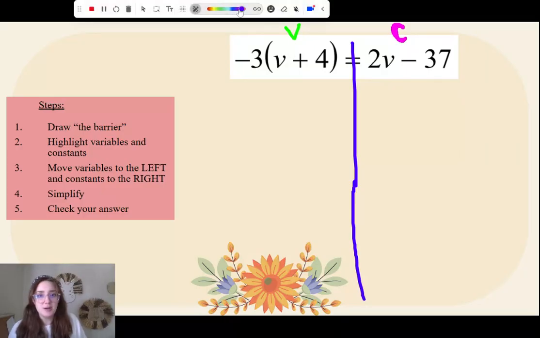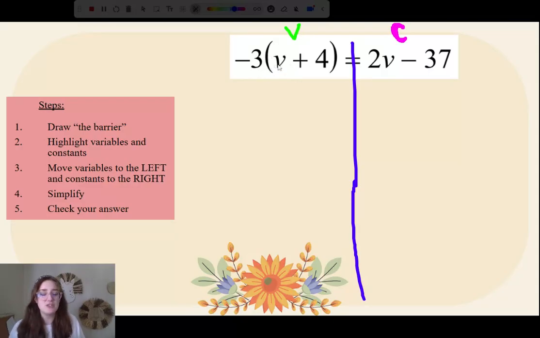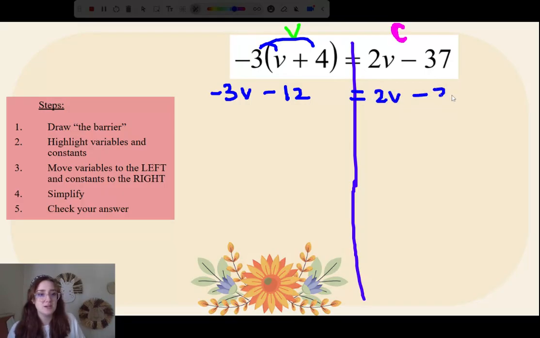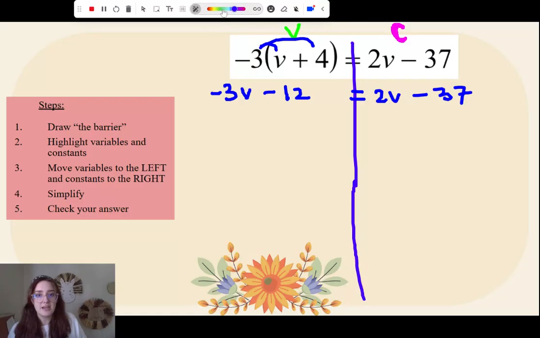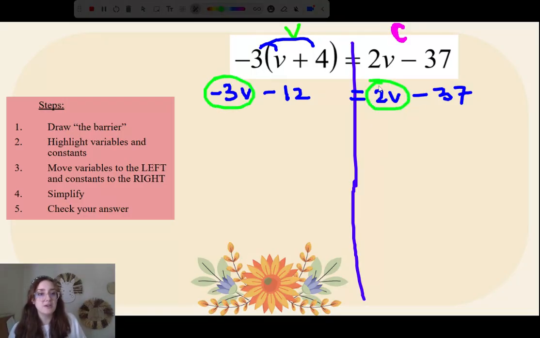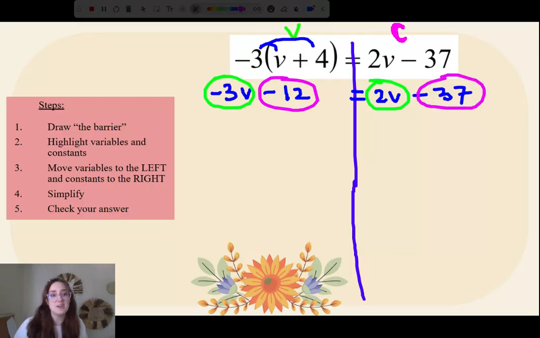All right, looking at this problem, we can see that we've got some parentheses. So we want to go ahead and start by simplifying. We'll distribute that out. So we'll have negative 3V, and that would be minus 12 equals 2V minus 37. All right, and then we're just color coding. We'll circle or highlight the variables in one color and then our constants in the other color. All right, so this is just reminding us we want variables on one side, constants on the other.